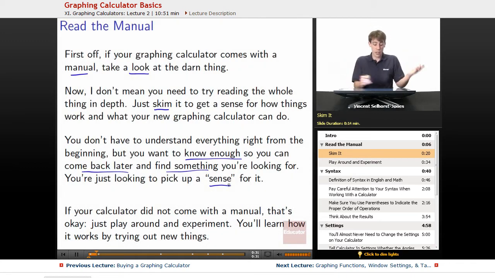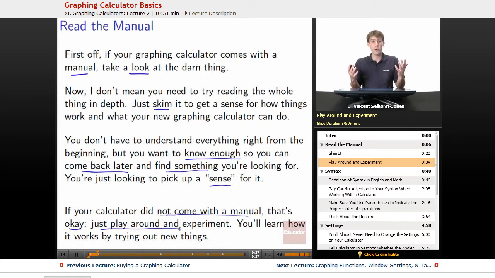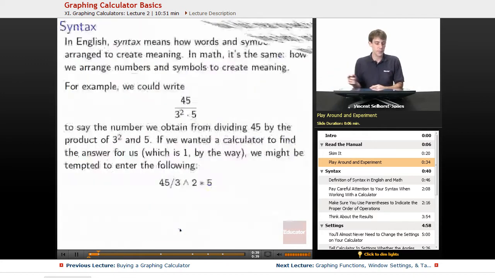If your calculator did not come with a manual, that's okay. Just play around and experiment. You'll learn how it works by just trying out new things.